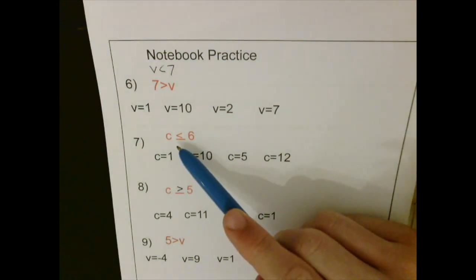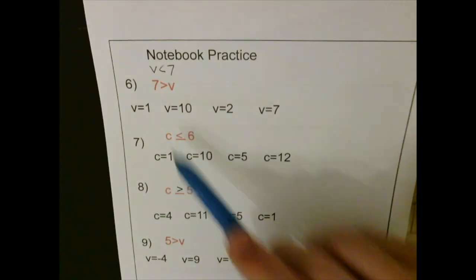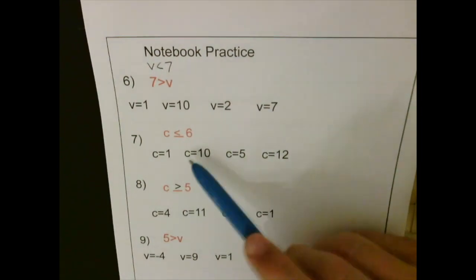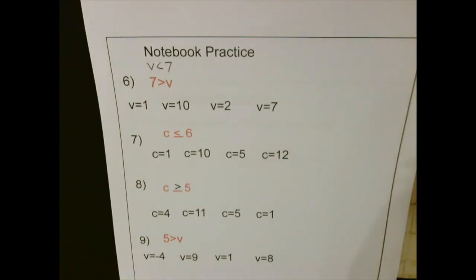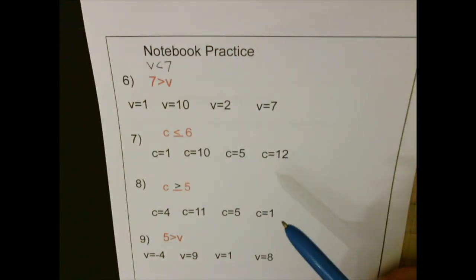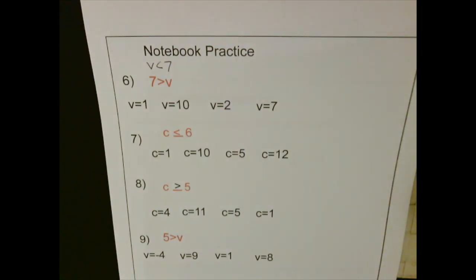So I recognize that my C is on the left side. So I have C is less than or equal to 6. So what numbers make this inequality true? Let's see, 1 is less than or equal to 6. 5 is less than or equal to 6. And 10 and 12 are larger than 6, so that doesn't work. So our possible solutions then are 1 and 5.